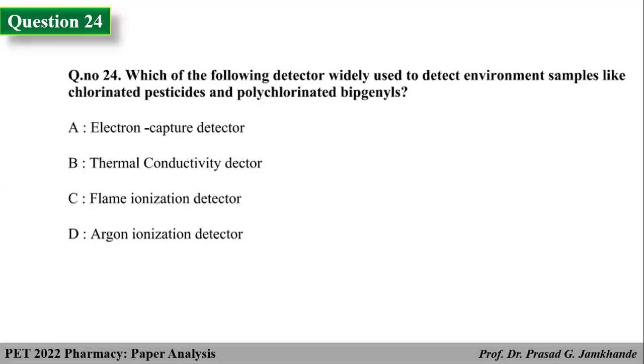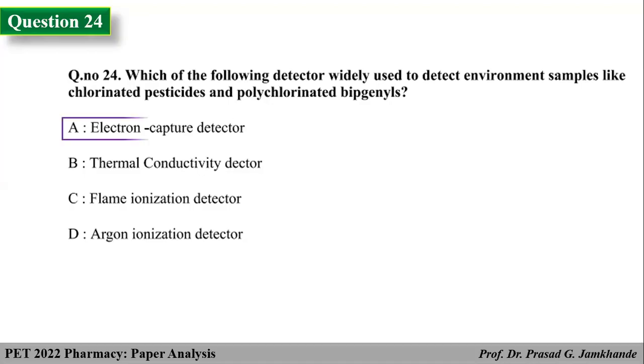Next, which of the following detector are widely used to detect environmental sample like chlorinated pesticides and polychlorinated biphenyls? Means which particular detector we are using for identification of the environmental sample. In this, if we consider this electron capture detector, we are mostly using it to detect the environmental samples, particularly for identification of unwanted compounds. Example is the pesticide.